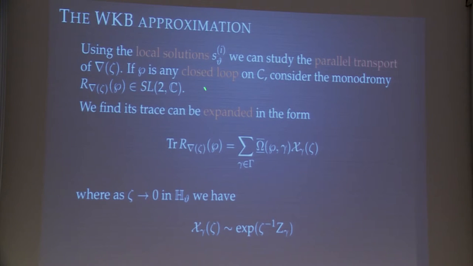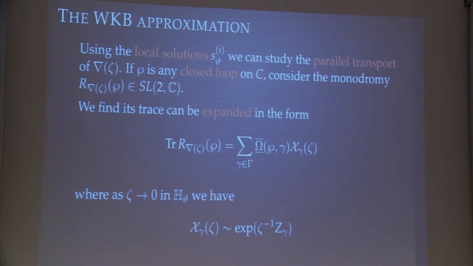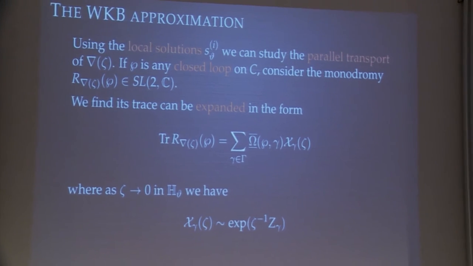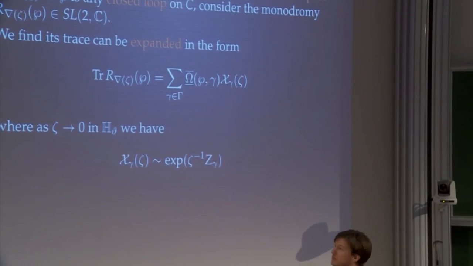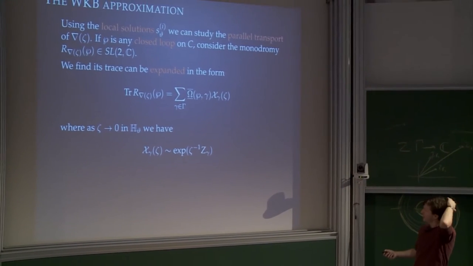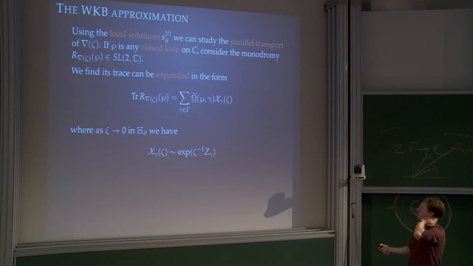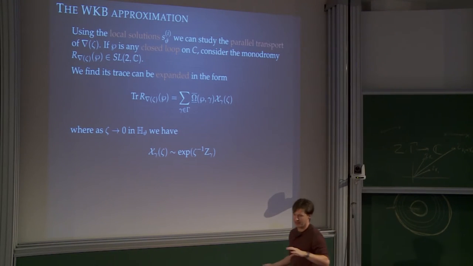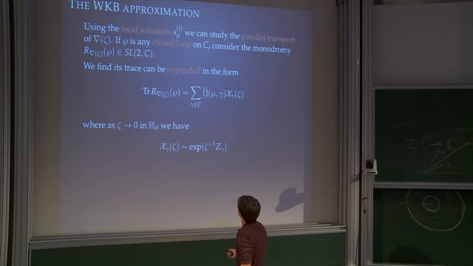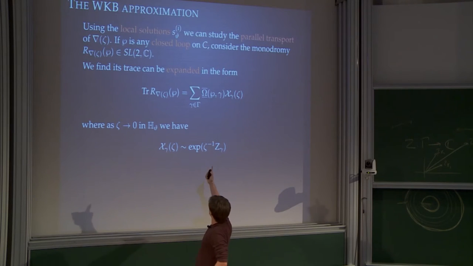And now you concretely try to compute that monodromy by the same strategy I was doing before. You just patch together these local solutions. But now you take account of the fact that you have jumps along the walls of this spectral network. So if you do that, you find the following picture. You find that the trace that you're interested in can be expanded in this form.